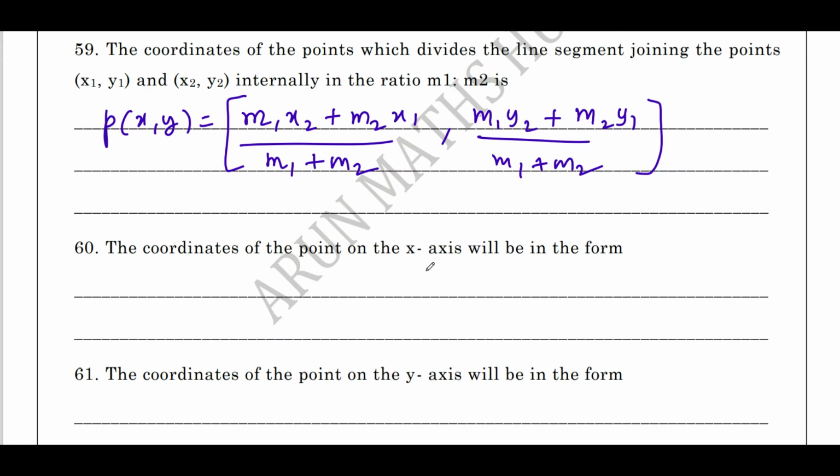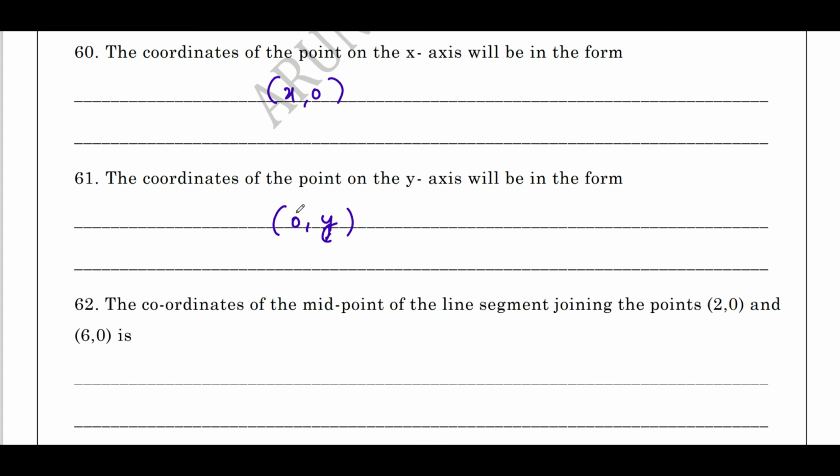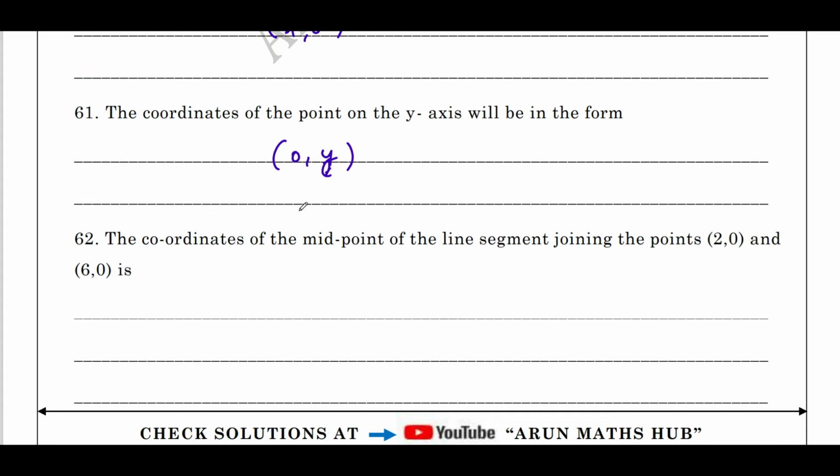The coordinates of a point on the x-axis will be of the form x, 0, and on the y-axis it will be 0, y. The coordinates of a point on the x-axis will be of the form x, 0. The coordinates of a point on the y-axis will be of the form 0, y.